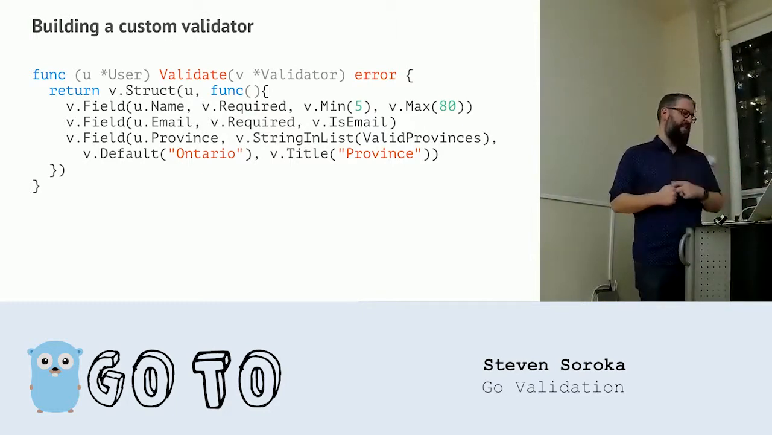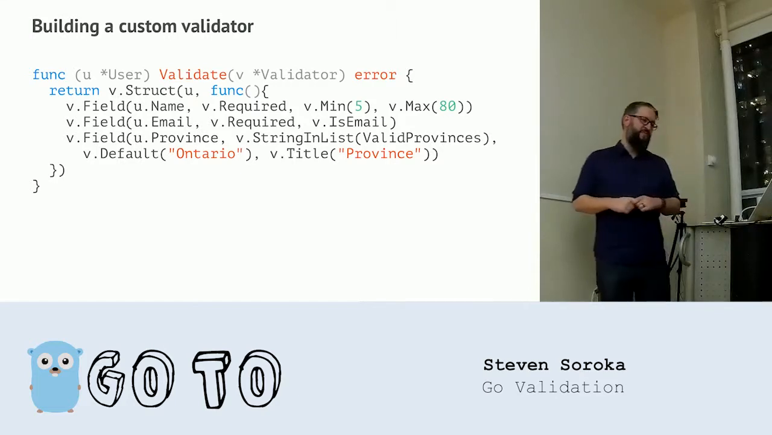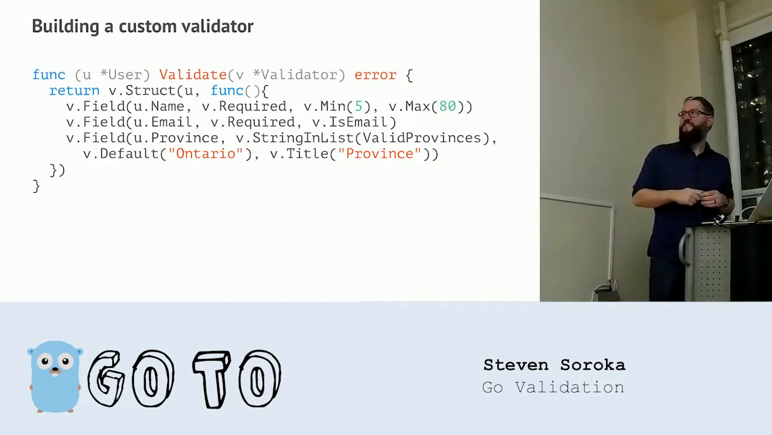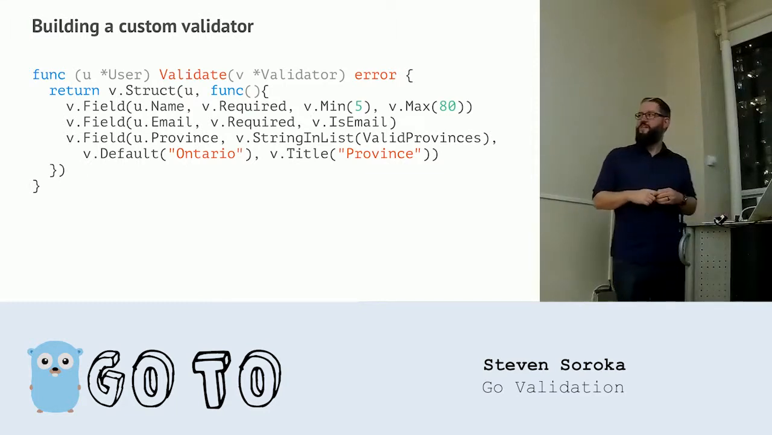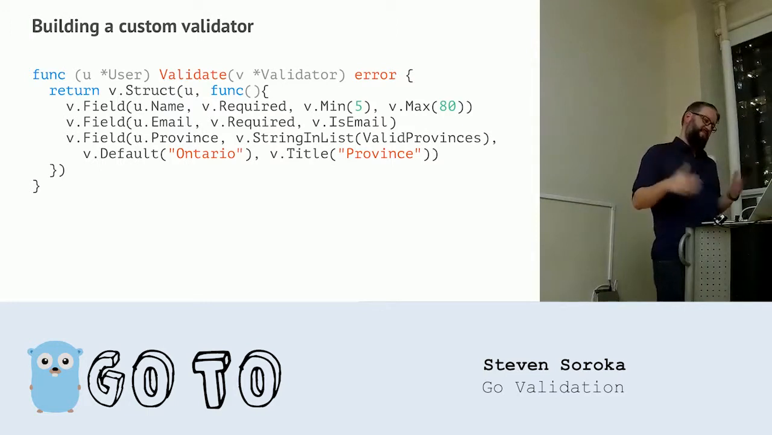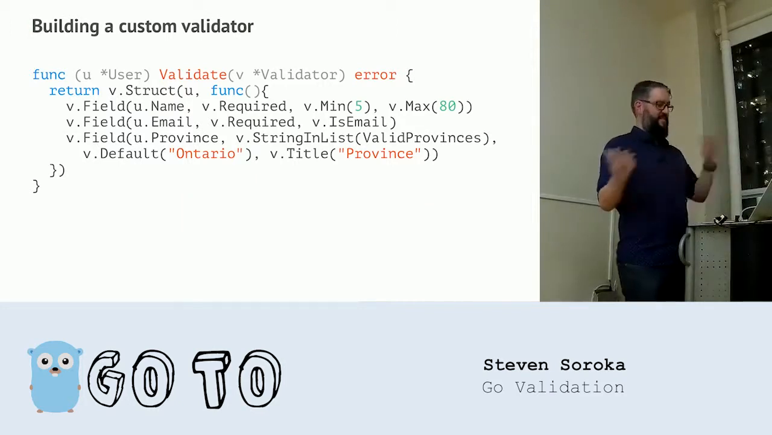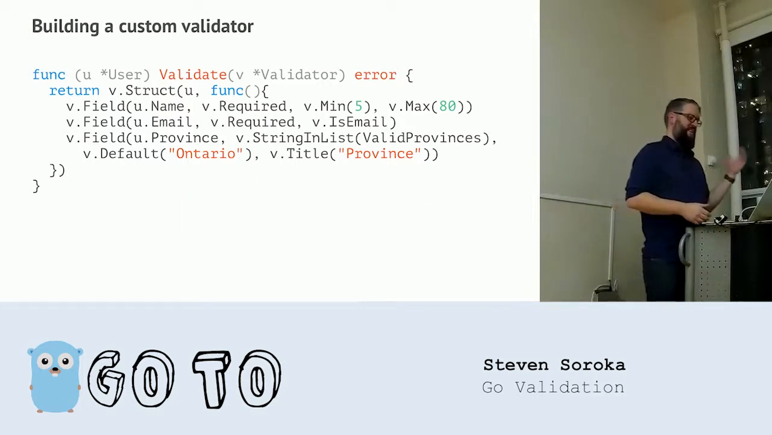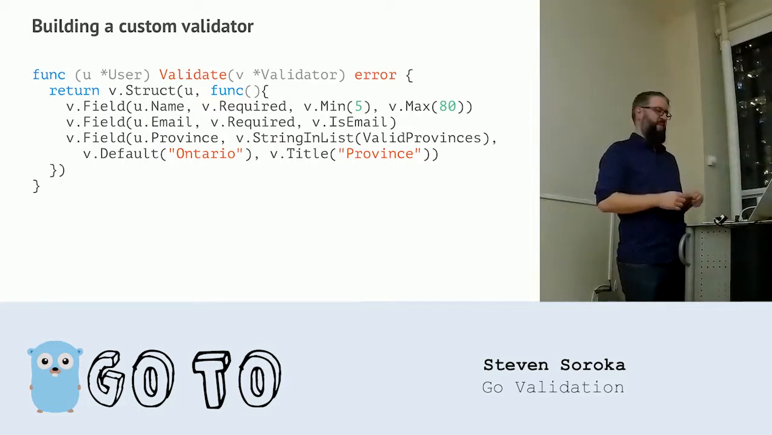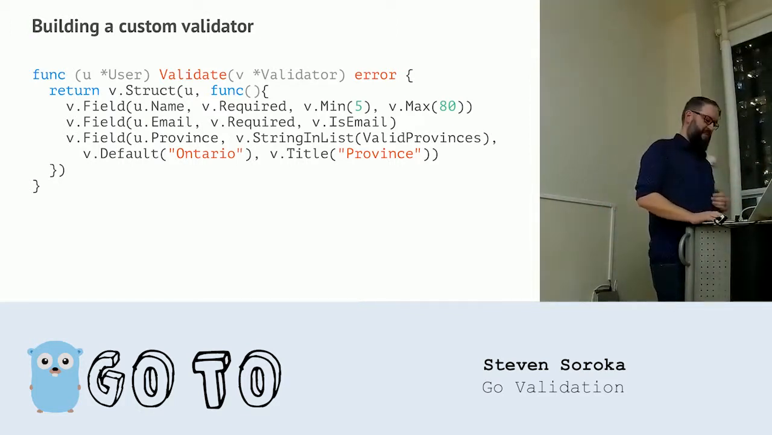I've got support for string in list here. I've also got support for default and title here, which are JSON schema ideas that give hints about details of the field. So in addition to the type of the field, that this is a string field, it also says, hey, this is the default value. This is the label that you want to use when you display it on the form, things like that.